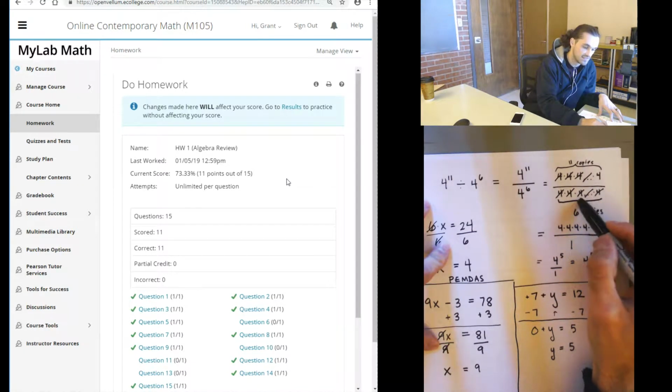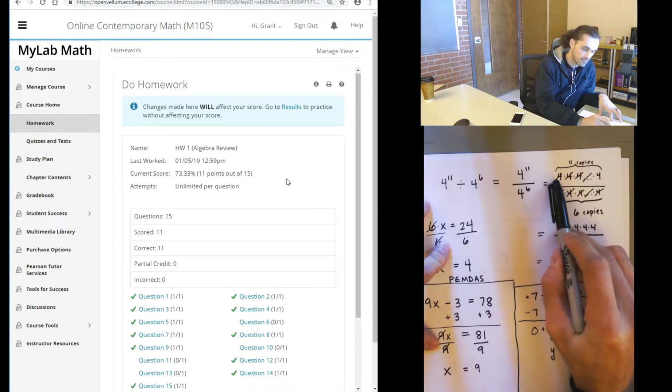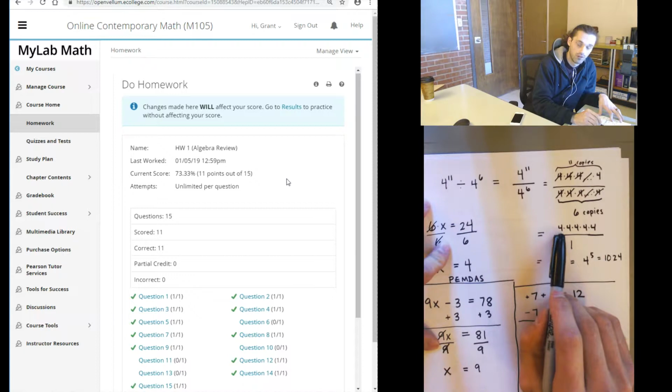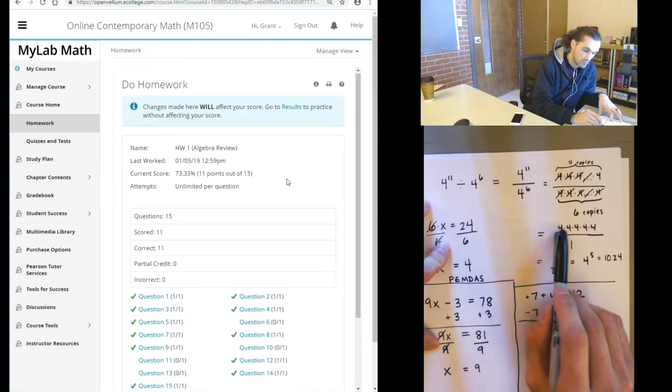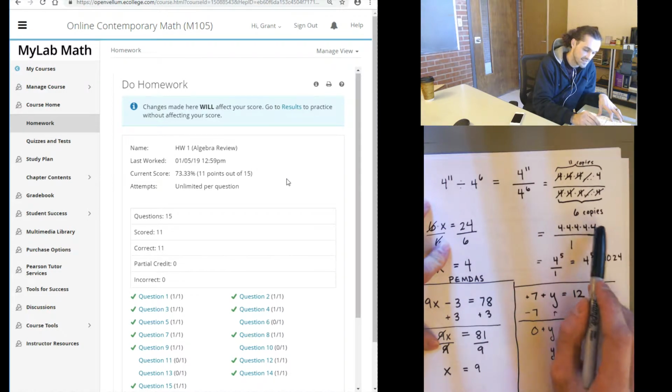So 6 of these copies in the denominator will undo 6 copies in the numerator, which will leave behind 5 copies of 4. 1, 2, 3, 4, 5, right? Because you started with 11 and then 6 went away, so you leave 5 behind.